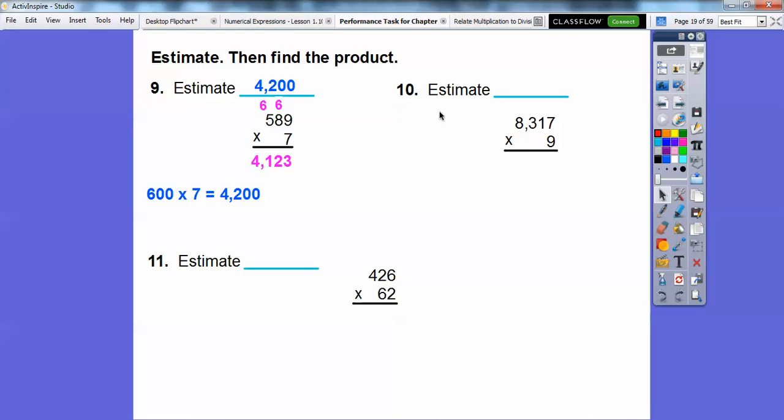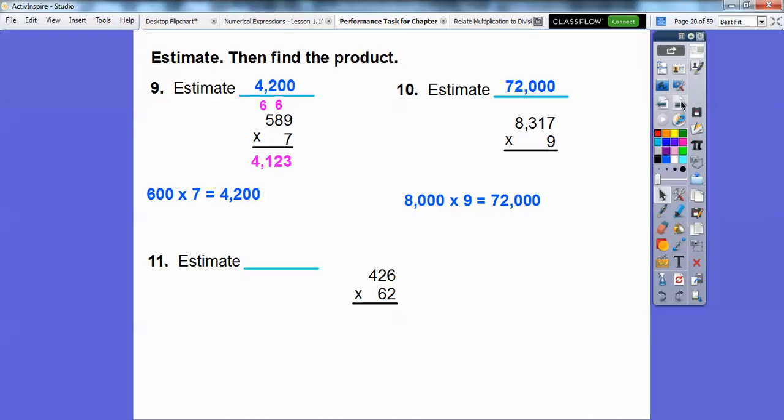Okay, let's estimate this one here. We'll round this one to 8,000, so 8,000 times 9 is going to be 72 with 3 zeros. We did 8 times 9 is 72, and then added those 3 zeros. Since this is more than 8,000, our product should be more than 72,000.